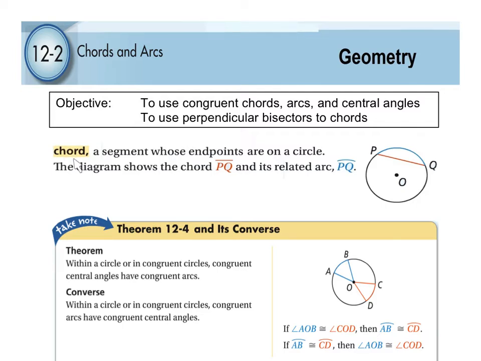A chord is a segment whose endpoints are on the circle. But you'll notice the difference again about the chord compared to a diameter is that it doesn't go through the center. So your chord doesn't go through the center. Here it says the diagram shows the chord PQ and its related arc PQ. You see the red there is the chord, and the arc is related to that as well.